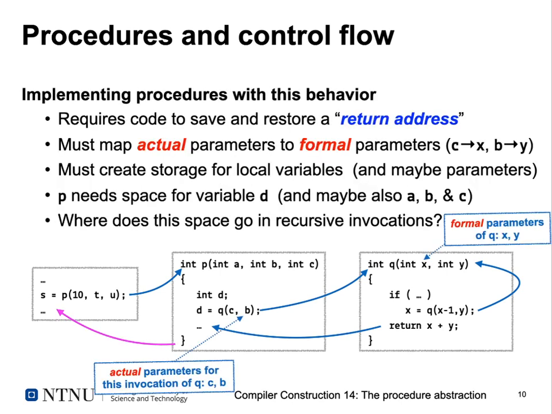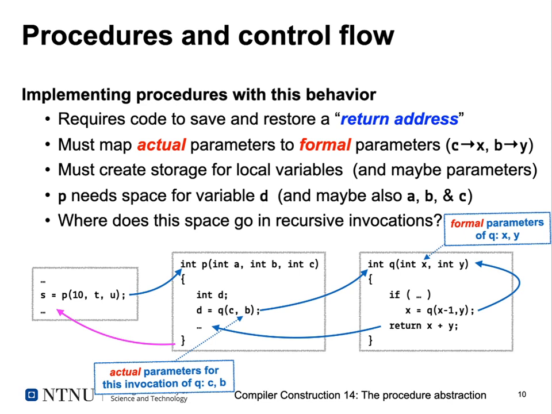So when we want to implement procedures that have this behavior, we need code to save and restore this return address. So when we call P, we need to remember somewhere where to return to when this function P returns. When P calls Q, we also need to remember where to return when Q returns, so to this location here. And of course, when Q calls itself, we also need to remember where to return to when the recursive invocation of Q actually returns. So we need to save and restore return addresses for every function or procedure invocation.